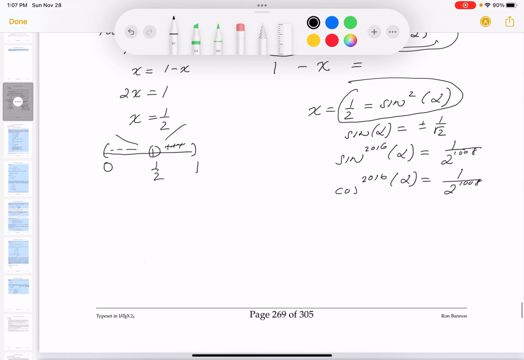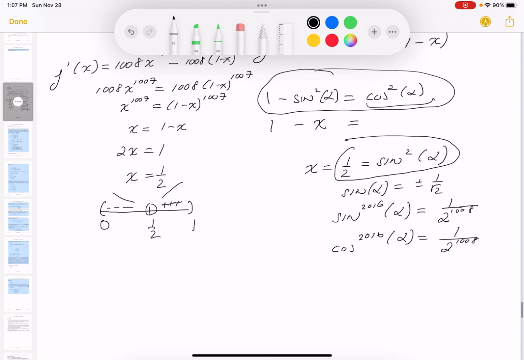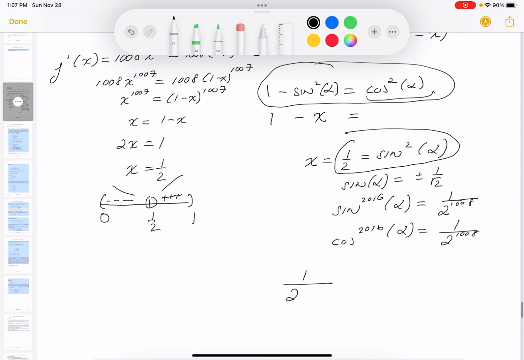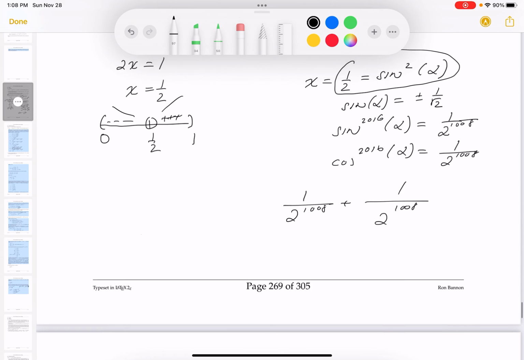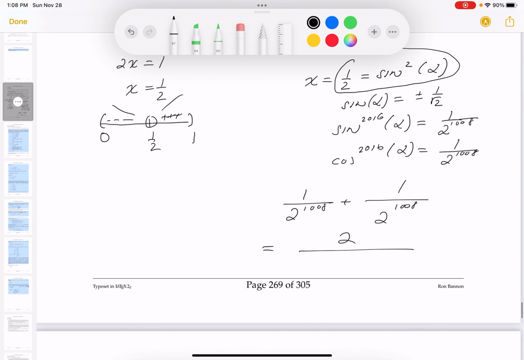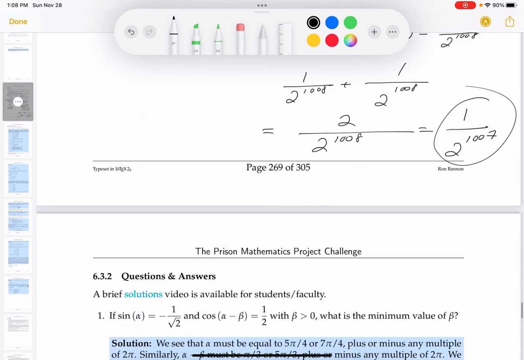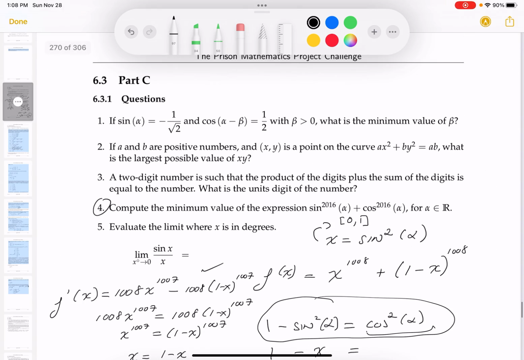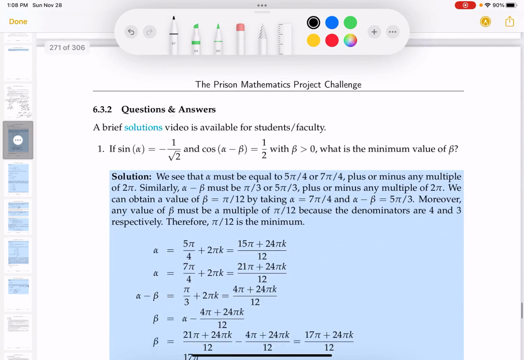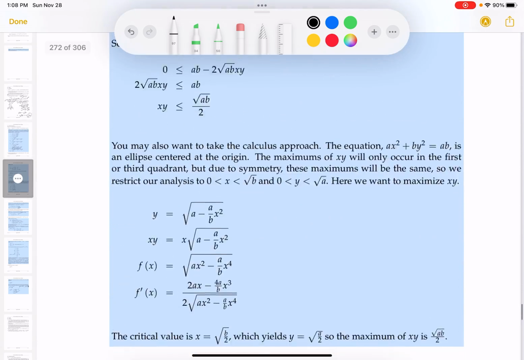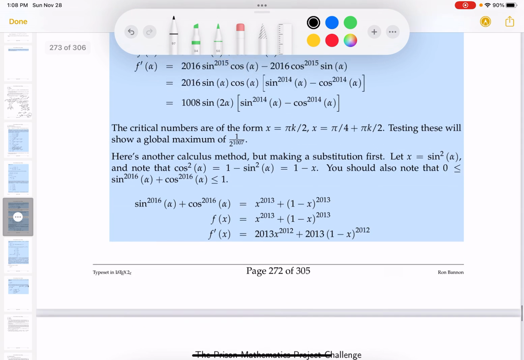I got to add these together now. So the minimum value, add those two together. So 1 over 2 to the 1008, plus 1 over 2 to the 1008. If I add those two together, I get 2 over 2 to the 1008, which is going to be 1 over 2 to the 1007. All right, let's look at the key, see how we did. What number was that again? That was number 4, right? So I'm hoping to get that answer. By the way, when I look at the work too, I may say, gee, I did something different there. It's possible.